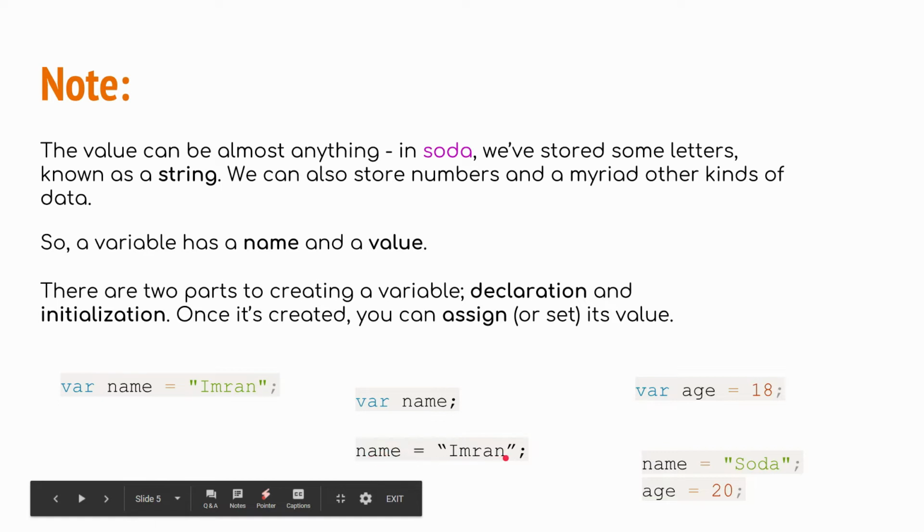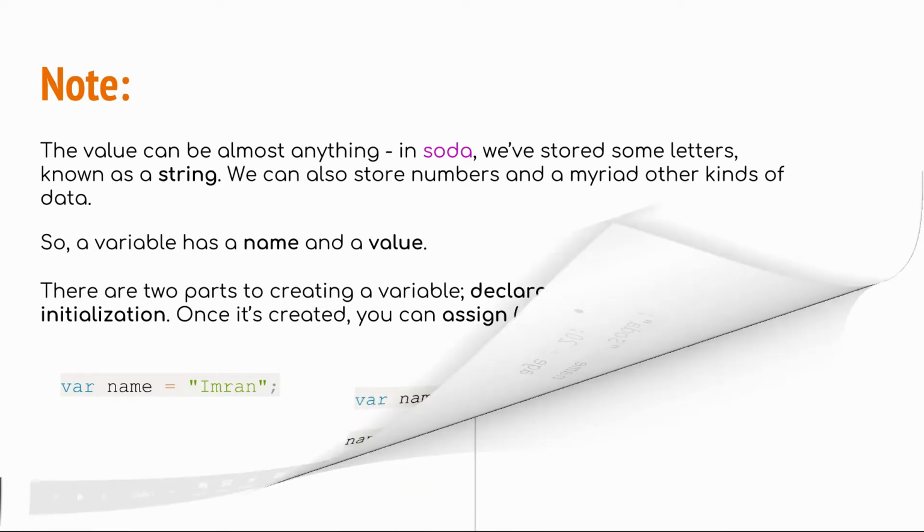At a later stage, we need to change these values. So we can just do exactly in the manner in which we assign values. Name equals to soda, give it another name, and age equals to 20, change the age which was a number.